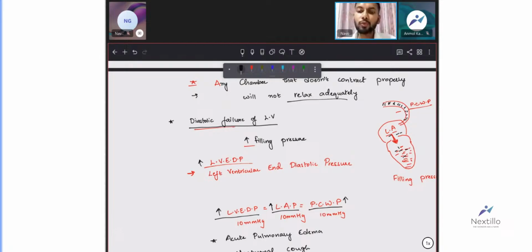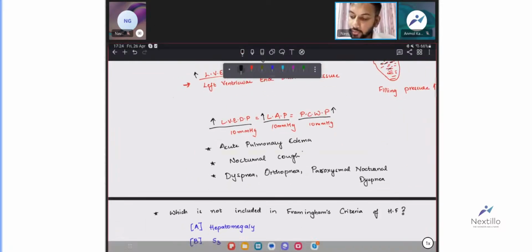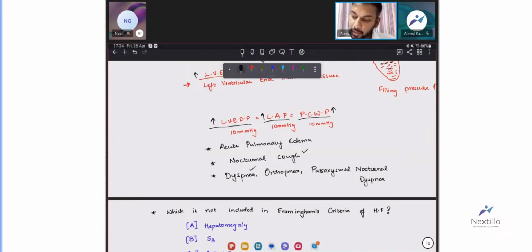Because of the fluid in the lungs, it can cause nocturnal cough, dyspnea, orthopnea, and also paroxysmal nocturnal dyspnea. So, two things that we have studied. First, we started from the left ventricle. There is a systolic failure, and it caused forward symptoms.